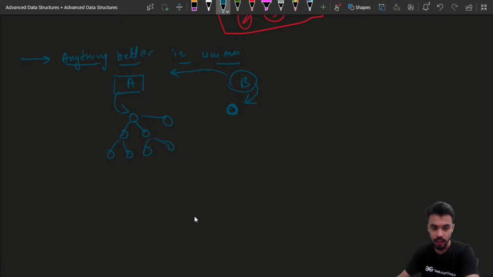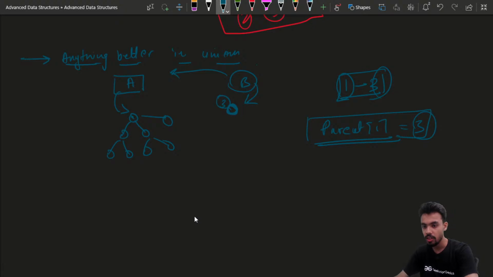Suppose this was 1 and this was 3, and we get a query like 1 2 3. This was group 1 and this was group 3, and we are making the parent of 1 equal to 3. Randomly we are choosing the second person as a parent of the first person. But if you look here, you are making this person a parent of this one, so we have to change the parent of this to this, and this to this, and this to this, like this.